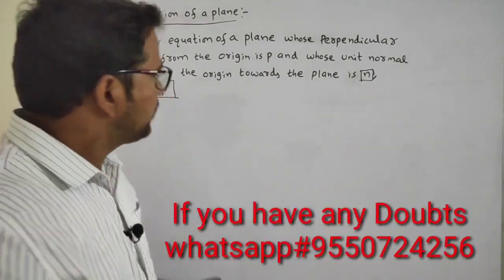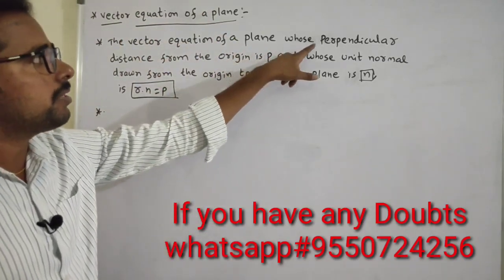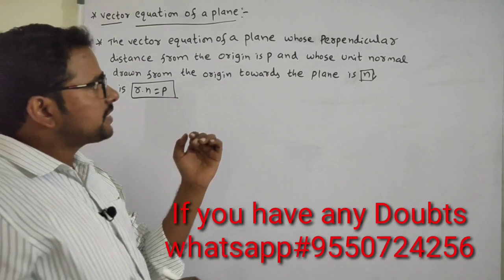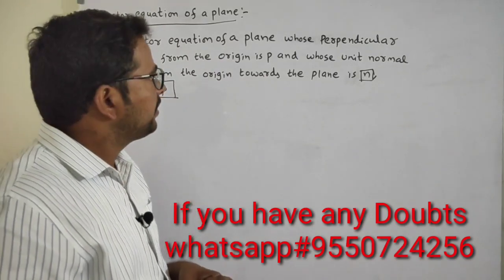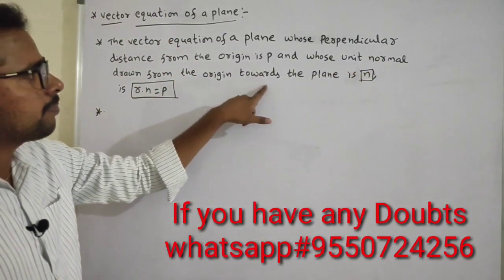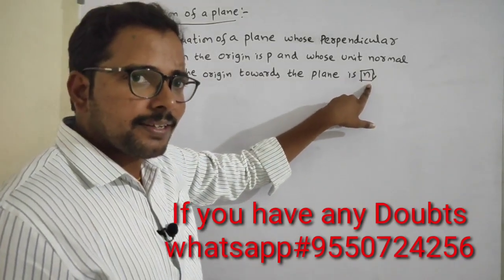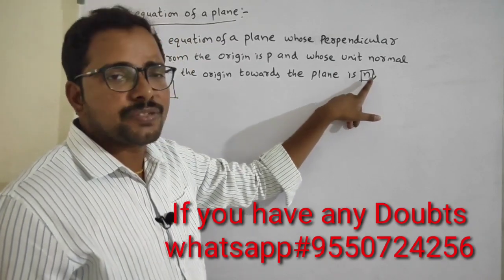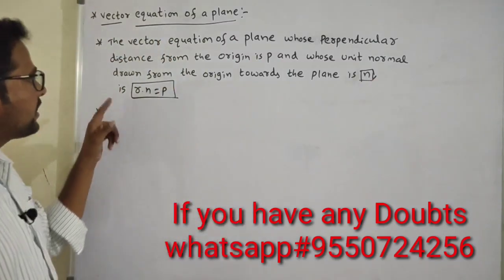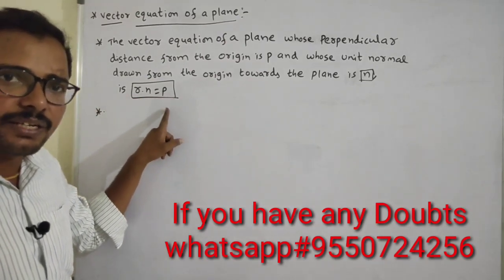Now the last concept, vector equation of a plane. The vector equation of a plane whose perpendicular distance from the origin is P, and whose unit normal drawn from the origin towards the plane is n, is r dot n is equal to P. Normal means it makes 90 degrees with the plane. So this is the vector equation of a plane.